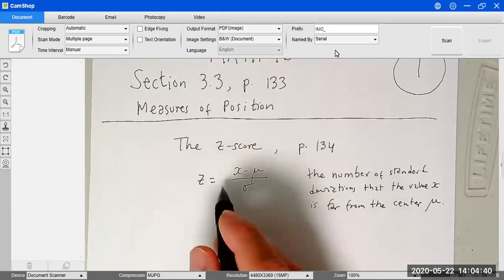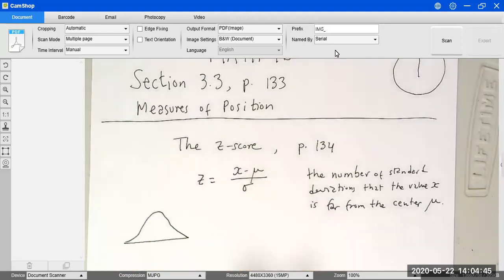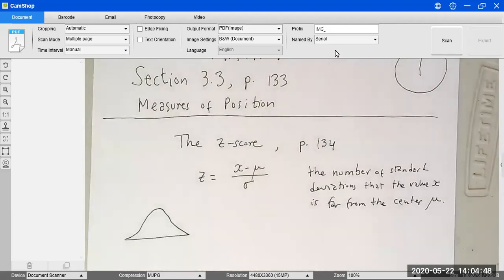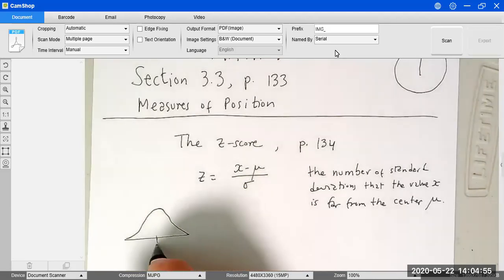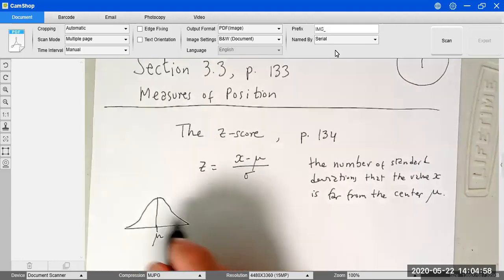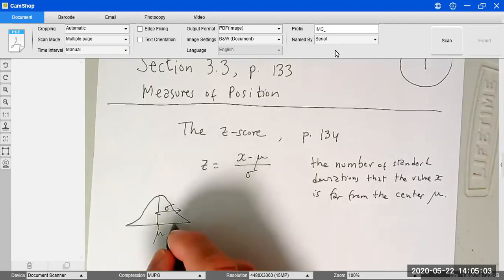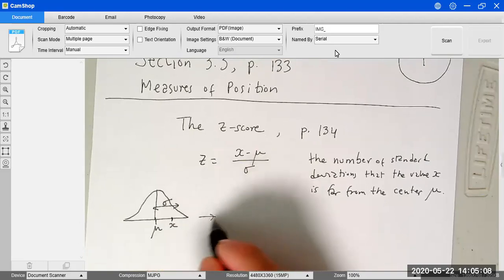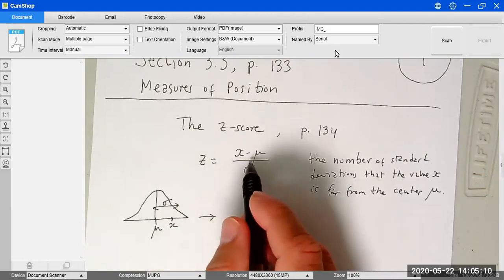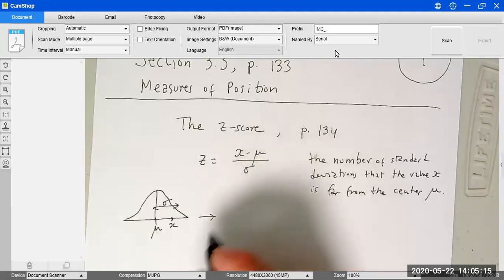And this score is related to the normal distribution that we're going to cover later in chapter 6. But it's just a curve like this, and the z-score is going to relate the mean of the population and the standard deviation of the population. So if you have a value x here, by doing this computation, we are just doing a change of variable. We are just changing coordinates.